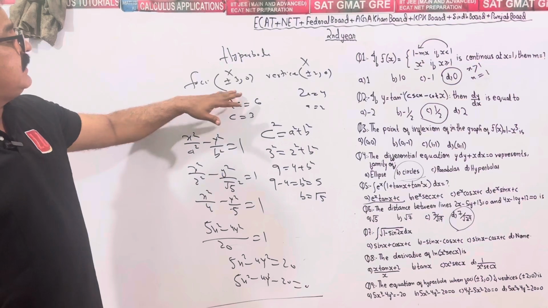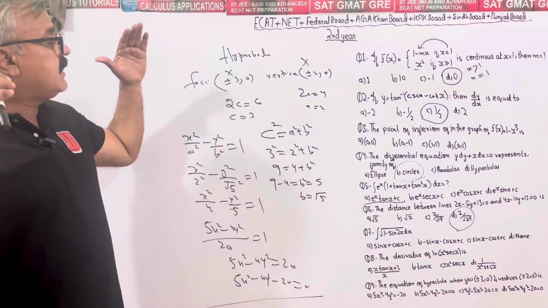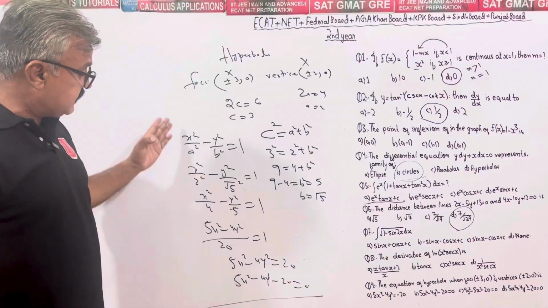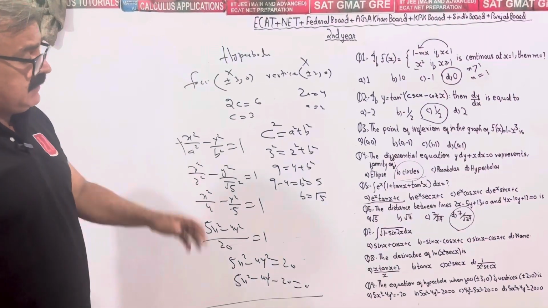Foci lie on x-axis, vertices lie on x-axis, meaning transverse axis along x-axis, meaning x must be positive.